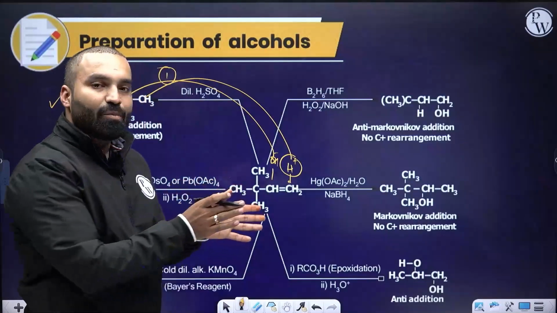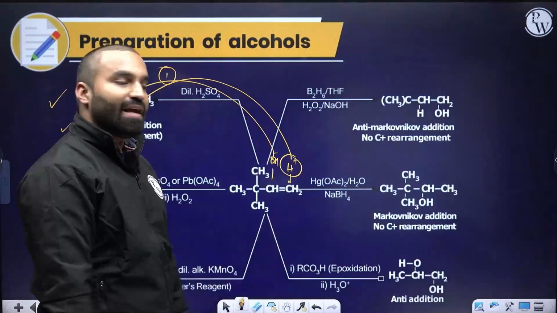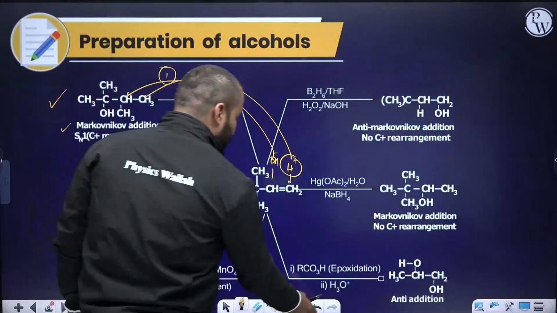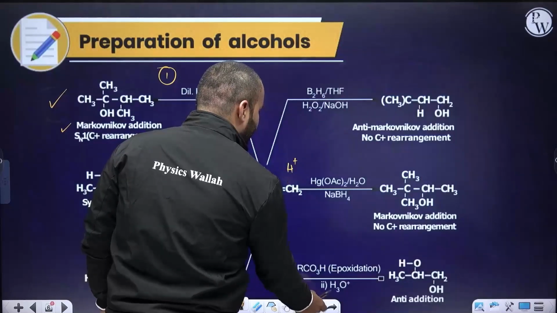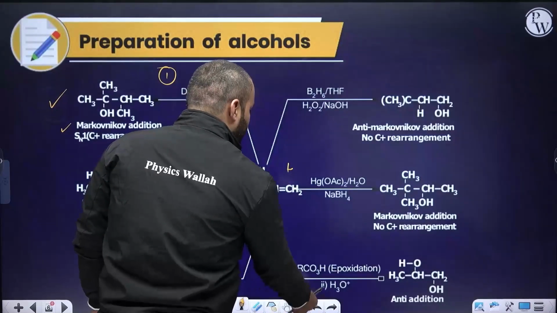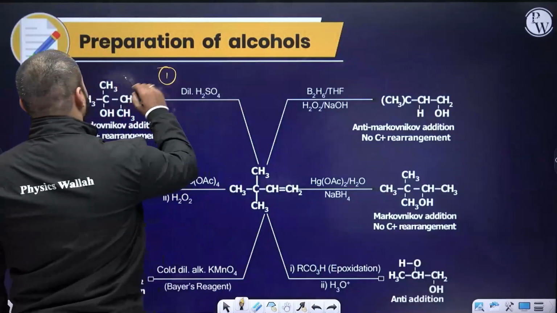Always make the carbocation, then rearrange, finally make the compound. Is it clear? Boliye bhai, is it very clear? Is it crystal clear? Okay, done. So first one is done. Let's move to the second part.